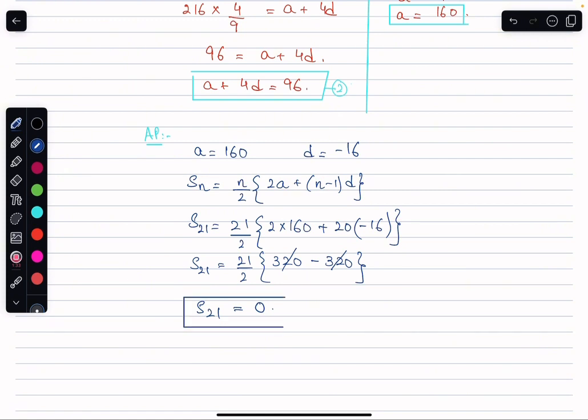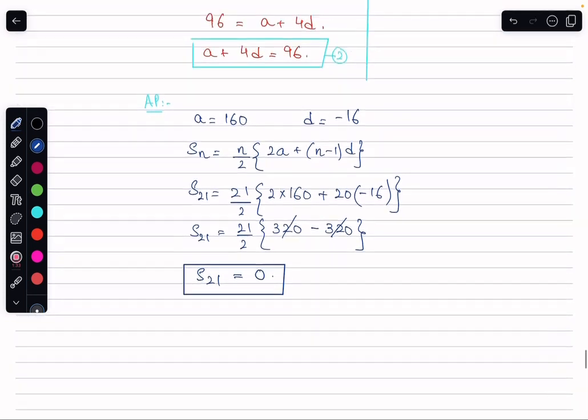This is going to be the answer. And this is possible because some of the terms might be positive, some of the terms might be negative. So they ended up giving the sum as 0 here. So this is how this question needs to be done.